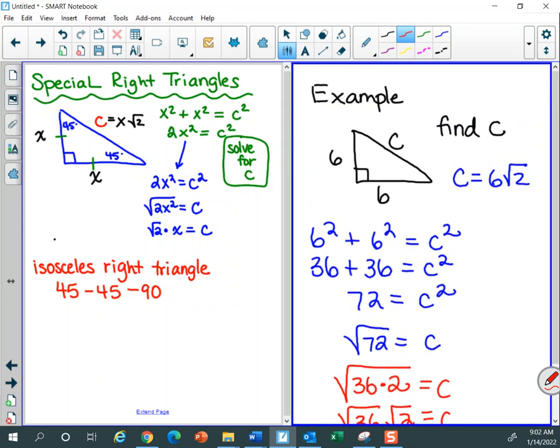I love shortcuts. If I can take a shortcut, that's great. So I don't have to run a whole Pythagorean theorem application on this problem because I know this special relationship is always going to happen. Yeah? No? Sort of?